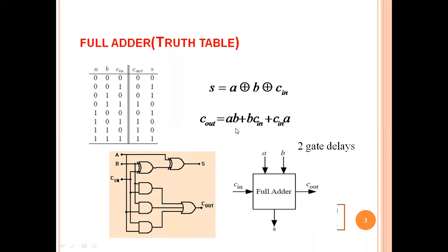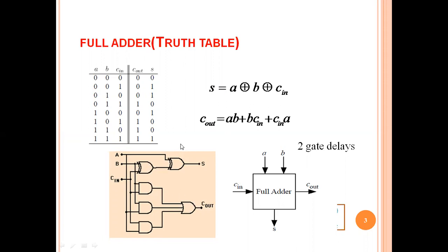Now here, what is the carry out? A and B plus B and C in plus C in and A. So we require AND gates and an OR gate. First we have to do the AND. So here is one AND gate, 2 AND gates, and 3 AND gates. One AND gate will do A and B. Another AND gate will do B and C in. Another AND gate will do C in and A. So this is the AND. After doing the AND operation, we have to add using a 3 input OR gate. We have done a 3 input OR gate in the lab. So if I put the values in the 3 input OR gate, we'll get C out equal to AB plus B C in plus C in A. So we are getting the C out here.